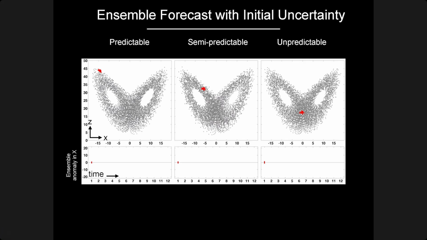What I do here is take three different regimes. I call them predictable, semi-predictable, and unpredictable, and I'll come to why they are called so in a second. I take one value in each of these three regimes of the attractor space and sample 50 values around that single value. You can think of that as an ensemble, which is 50 perturbations to that initial condition. And then I integrate the model forward in time.